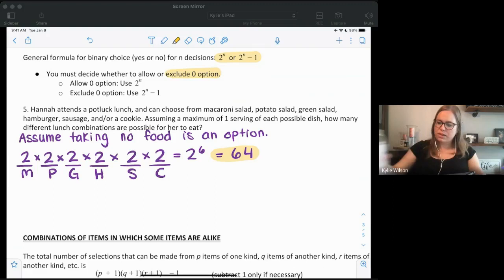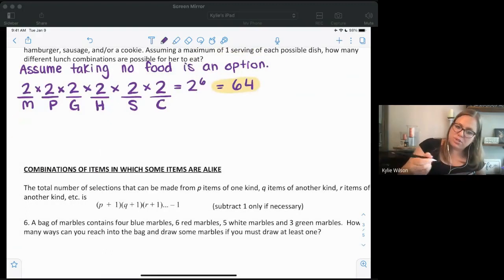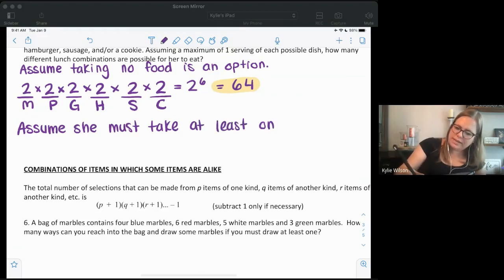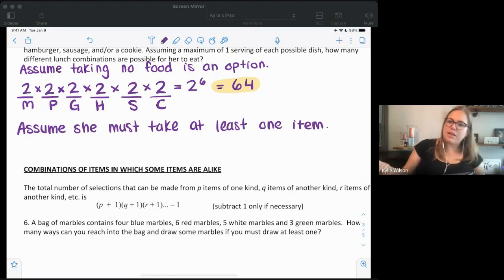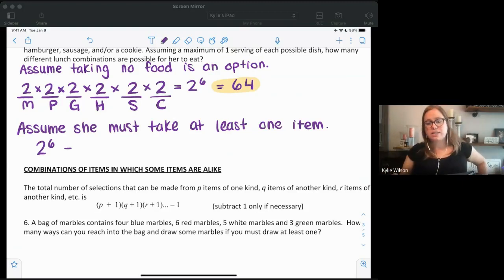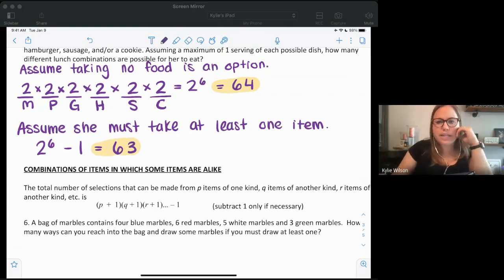Actually, we can include that one in too. So that's if we're assuming taking no food is an option. Let's just add in the other option so you can see both. If we assume she must take at least 1 item, then same idea. We would have 2 to the 6, but we have to subtract the situation in which she takes nothing. -1, so that would be 63. In a question on an assessment, I would be very clear as to whether or not you include that 0 option.